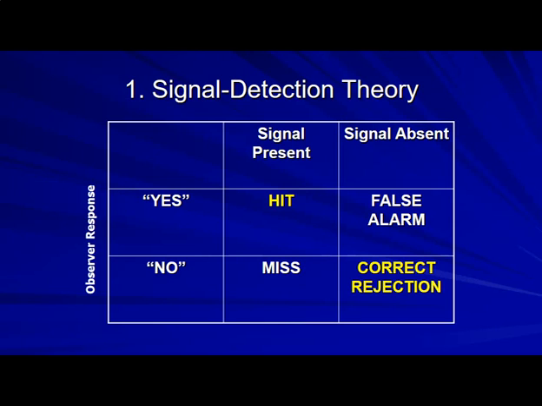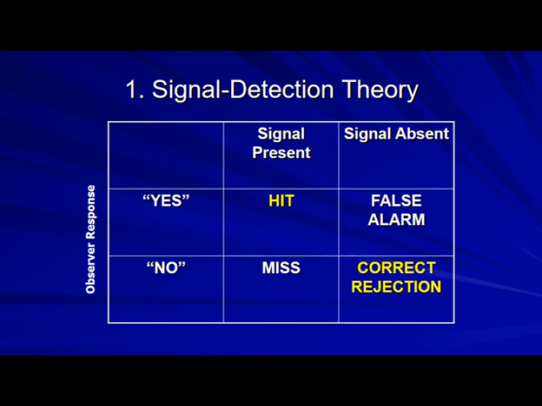A false alarm is when you identify the presence of a stimulus when there's actually nothing there. A miss is when you miss the presence of a signal. And then a correct rejection is when you correctly say there was no signal present when there was actually no signal present. These are our four possible outcomes in this kind of signal detection analysis.